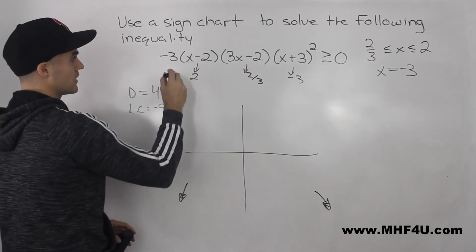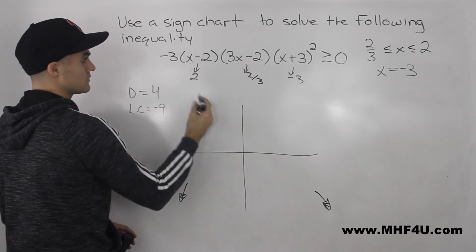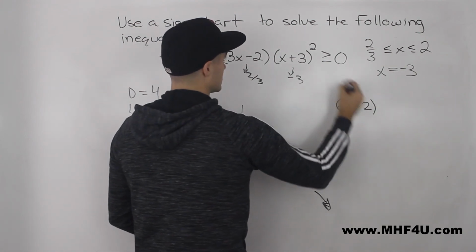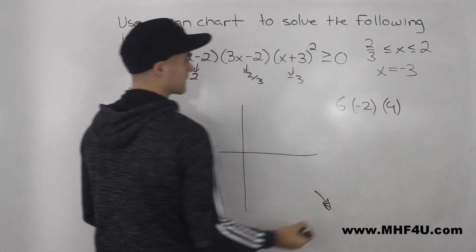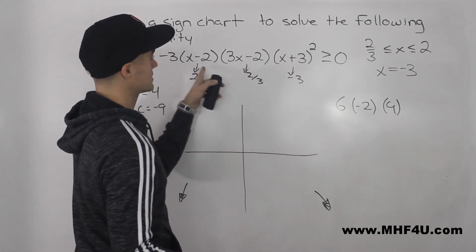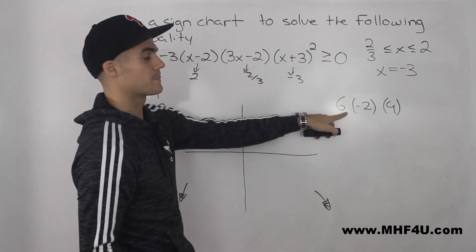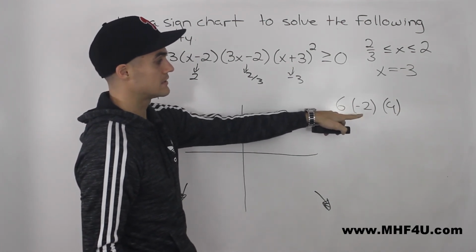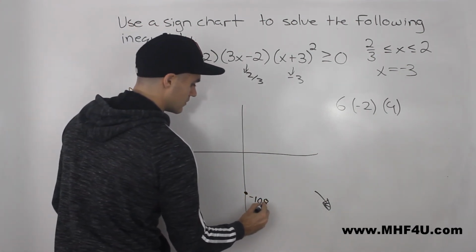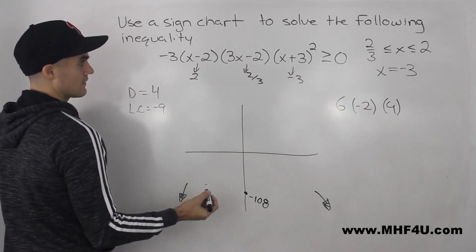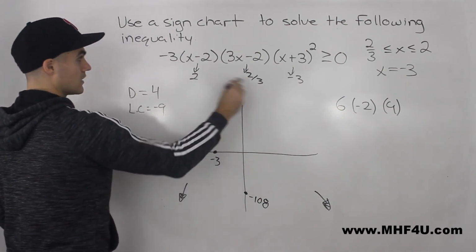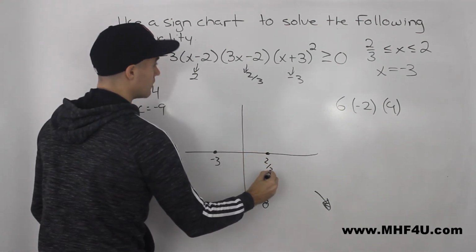If we plug in 0 for all the x's, so negative 3 times negative 2 gives us 6 times negative 2 times 9, right? So we'd end up having, because this would be 3 squared, 6 times negative 2, which is negative 12, and then negative 12 times 9 gives us negative 108. So that's going to be down here. And then the x-intercepts are negative 3, 2 over 3, and 2.